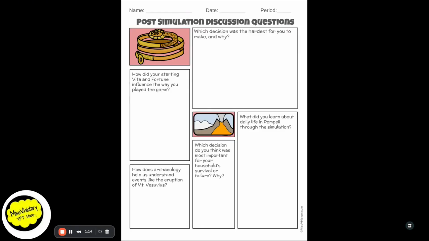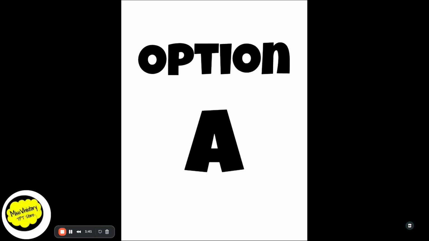And then finally, this is, I'd say, the most valuable piece: the discussion that happens afterwards. So talking about not only decision making and their process, but also applying it to what they learned about Pompeii and daily life in ancient Rome along the way as well. And also a little bit about the archaeology and what the ruins of Pompeii tell us today.